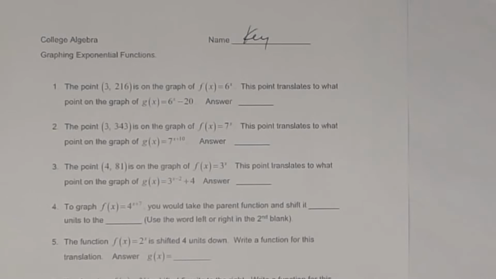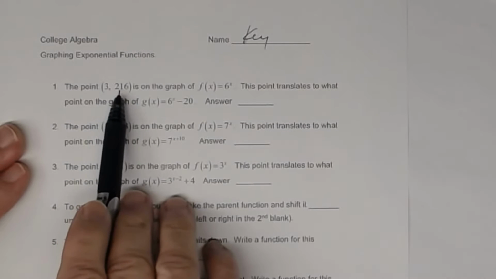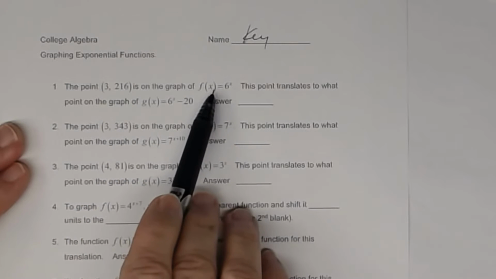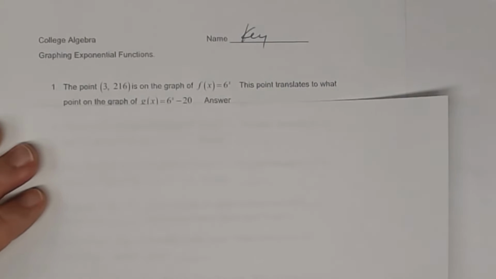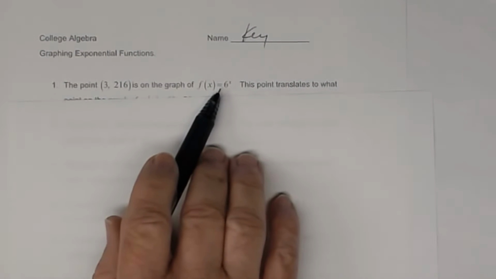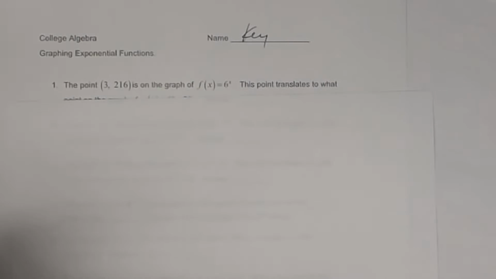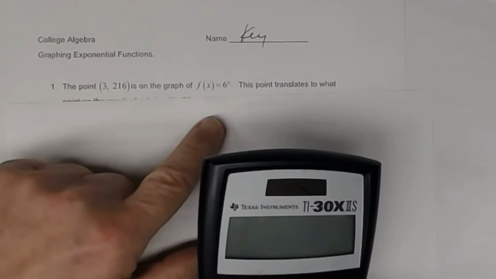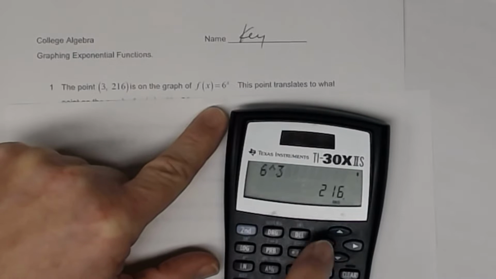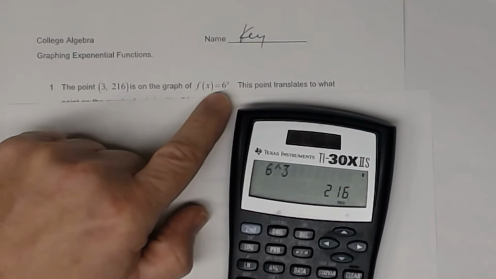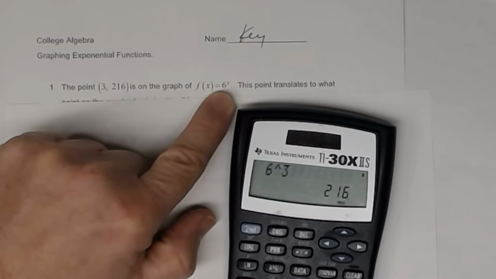This is a key to a worksheet dealing with the section on graphing exponential functions. In number one, you're told that the point (3, 216) is on the graph of the function 6 to the x. So notice that this point's in there. You can verify that the point is correct: when x is 3, 6 raised to the third power, you do get 216. So that point's on the graph of 6 to the x power.